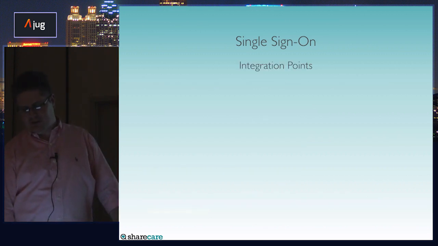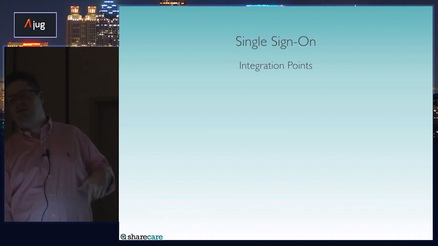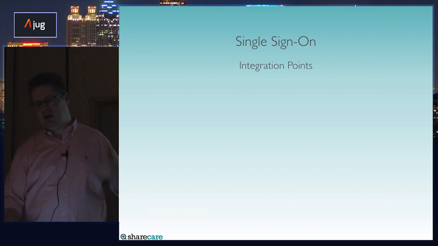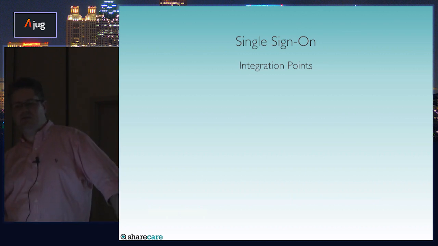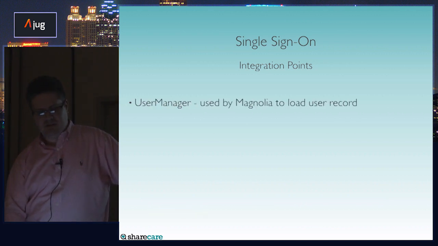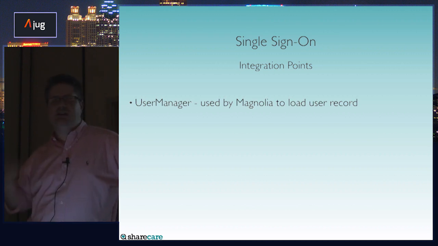Okay, so the integration points for this, and I'll show you this code in a second. The way that Magnolia makes this very, very easy for us is that model I was talking about to begin with, the separation of interface versus implementation for different subsystems. Within Magnolia, there is a notion of a user manager, and the user manager interface is what Magnolia uses to go and get a user record.